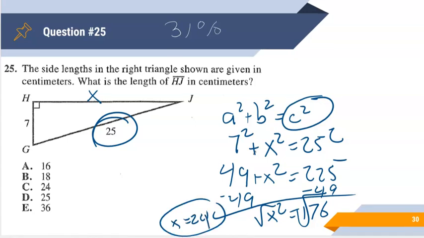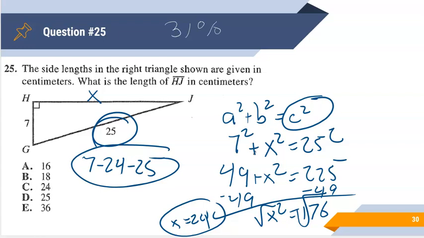Shout out to Mr. Krasowski's class because they know that 7, 24, 25 is a triple. And if you know that, you get the answer super fast. So nice job in Mr. K's class.